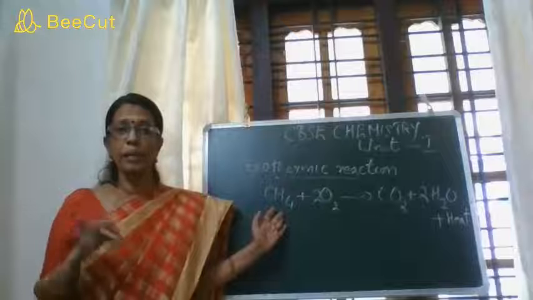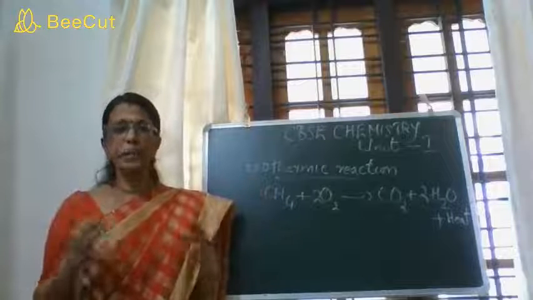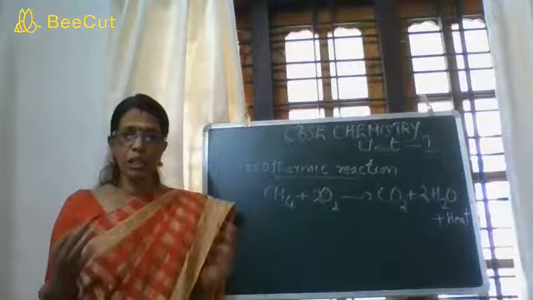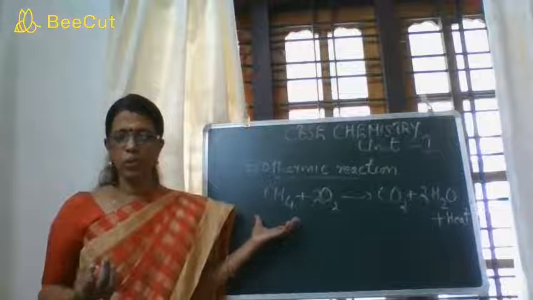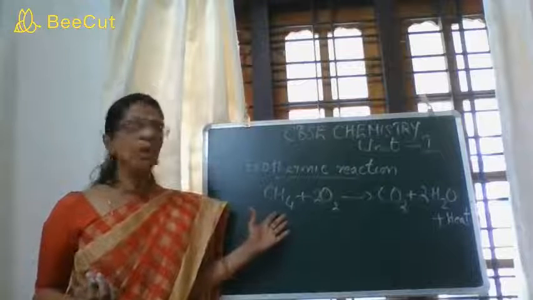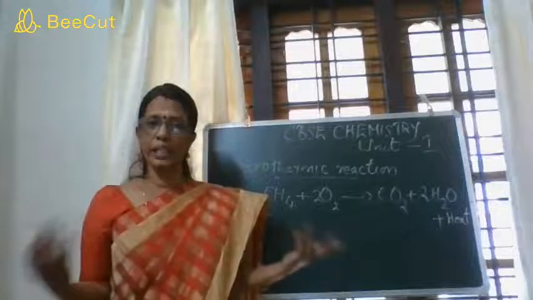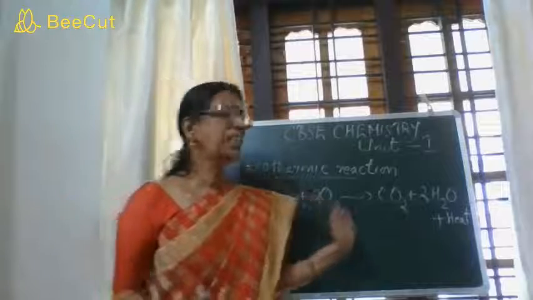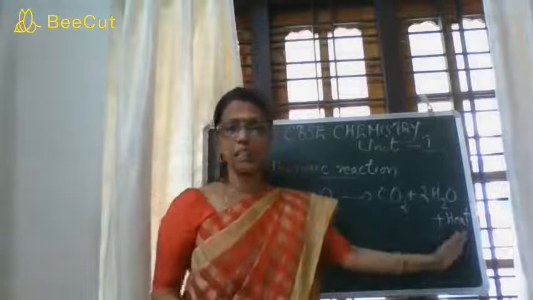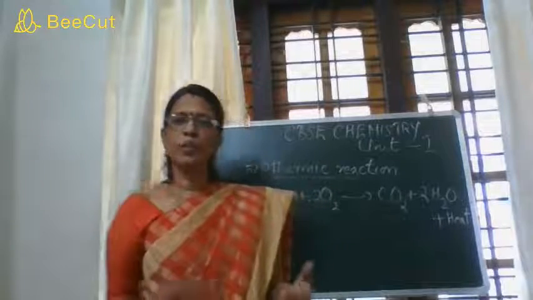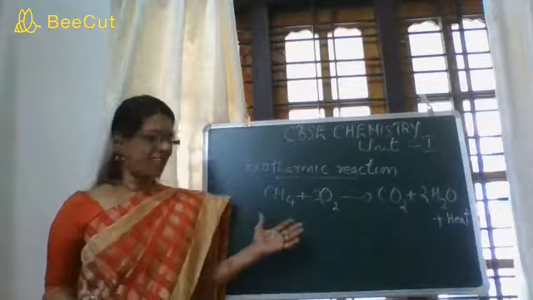In biogas, the main component present is methane. In natural gas, what is the main gas? Natural gas is methane, CH4. These are used as fuel. Why is it used as fuel? Because when it is burned, a lot of heat is generated or given out. So these are used as fuels.